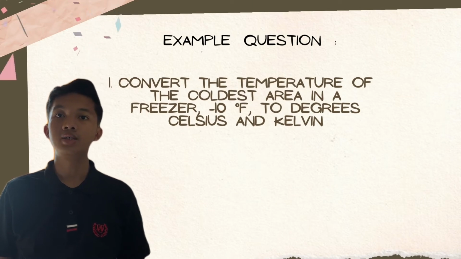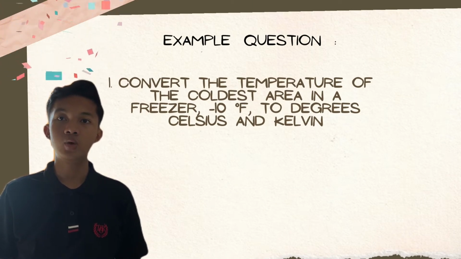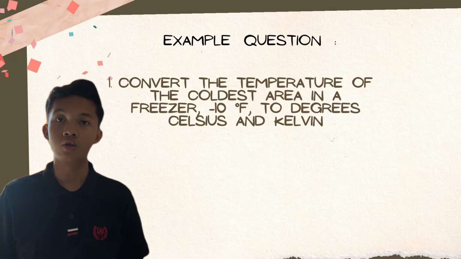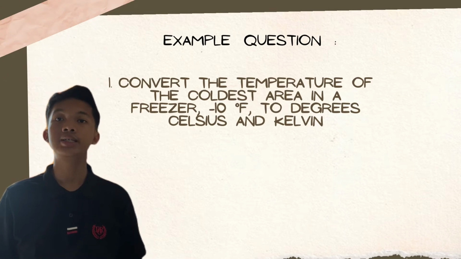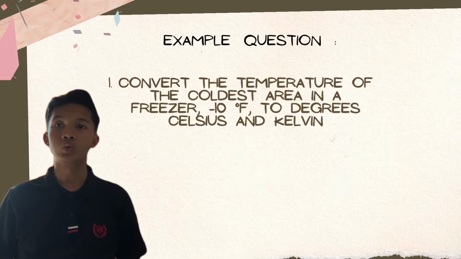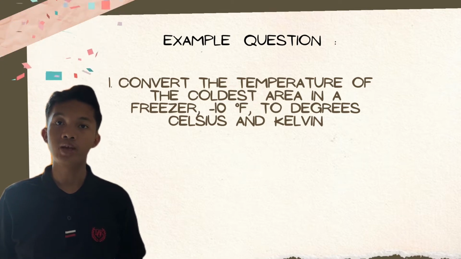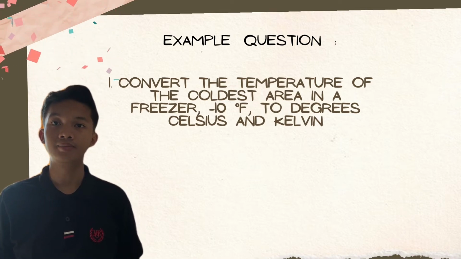So here are some examples. The first one is to convert the temperature of the coldest area in a freezer, negative Fahrenheit, to degrees Celsius and Kelvin. So this is the answer that I have made for this example.